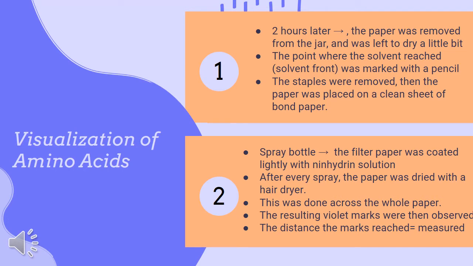The staples of the paper were removed, then the paper was placed on a clean sheet of bond paper. With a spray bottle, the filter paper was coated lightly with the ninhydrin solution. The solution was sprayed across the sheet of filter paper, and after every spray, the paper was dried with a hair dryer. The resulting violet marks were then observed, and the distance the marks reached were measured with a ruler.